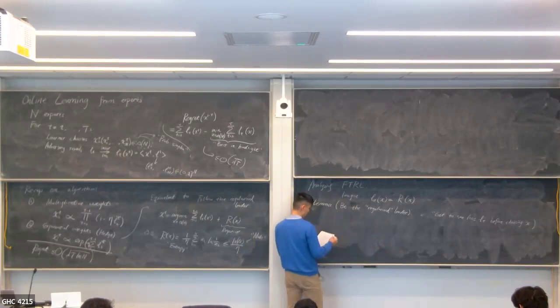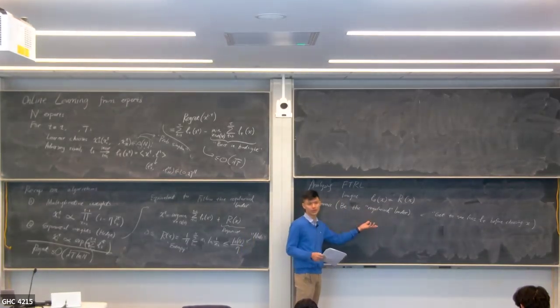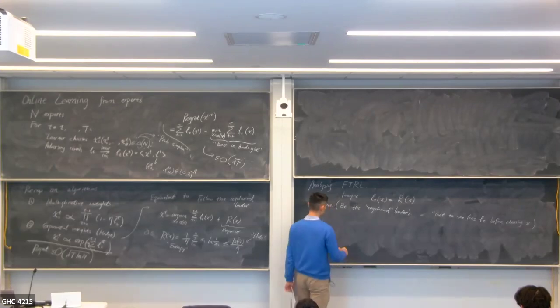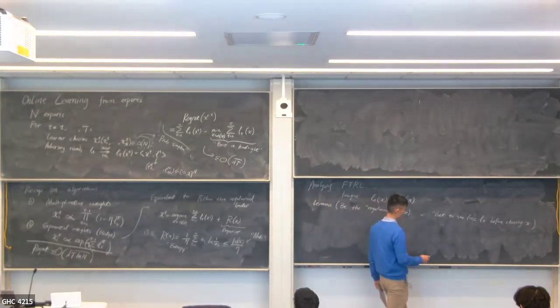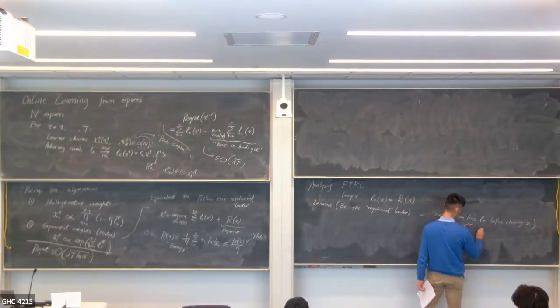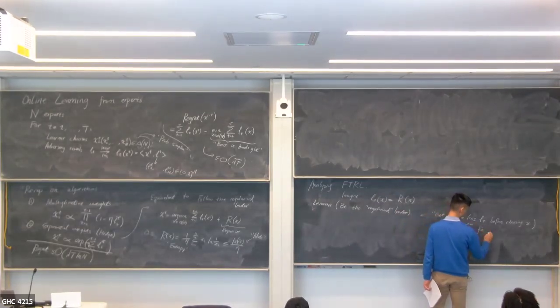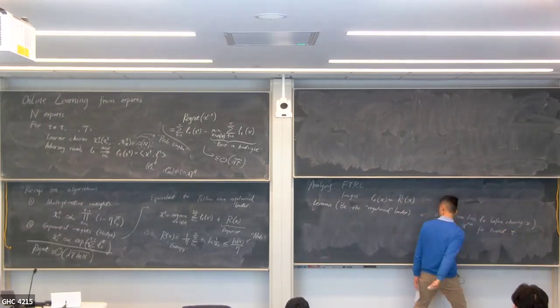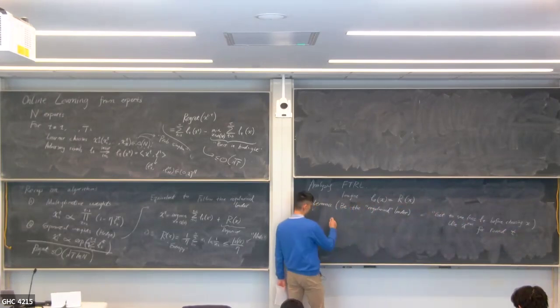There's one way to write be the regularized leader. It's literally just using the next iteration of follow the regularized leader for the current round. So one way to think about this is: use x_{t+1} for round t.